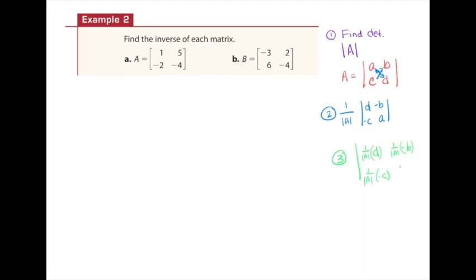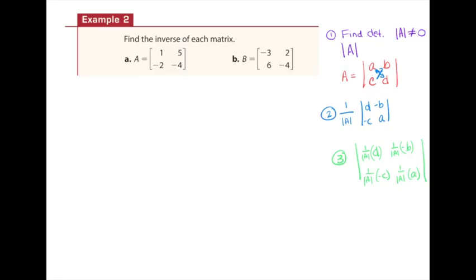Now there's one stipulation here. If my determinant is 0, I will not have an inverse, because I am multiplying by 1 over my determinant. So all of this stipulates on the fact that your determinant does not equal 0. All right, your determinant cannot equal 0. If it does, you cannot find an inverse. So let's first do this one right here.